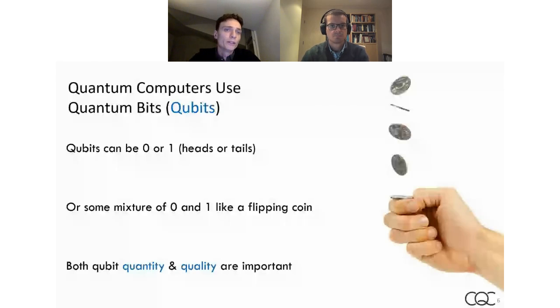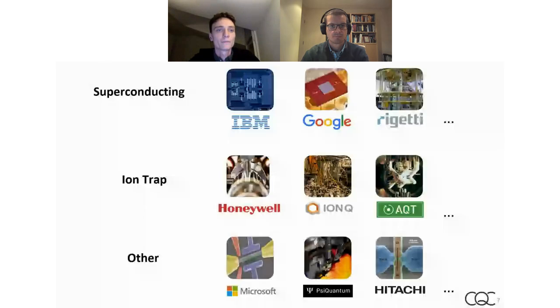So qubit number typically grabs the headlines. You can see the numbers steadily increase, but qubit quality is equally important, if not more important. So IBM have developed this metric of quantum volume that takes into account not only the qubit number and the qubit quality, but also other variables like qubit connectivity and the compiler they're using, and many other variables. Next slide, please, Matthias.